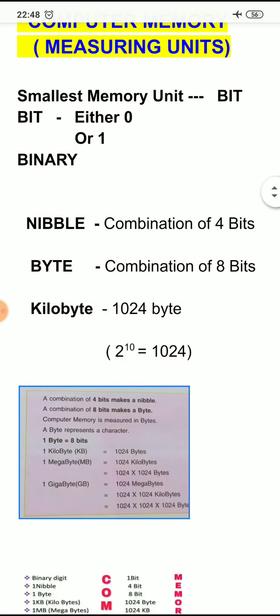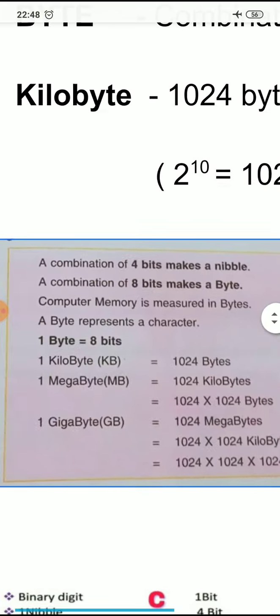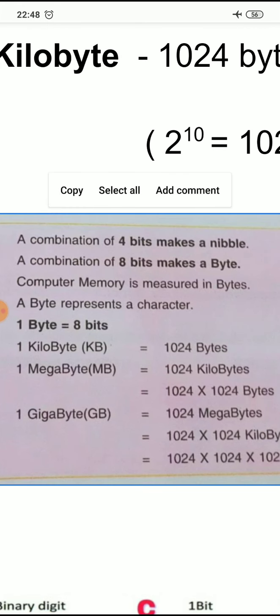So here is a table where we will know the various measuring units of computer. See, a combination of 4 bits makes 1 nibble, a combination of 8 bits makes 1 byte. Computer memory is measured in bytes. A byte represents a character. 1 byte is equal to 8 bits. Combination of 8 bits is 1 byte. Now the further units are measured on the basis of bytes.